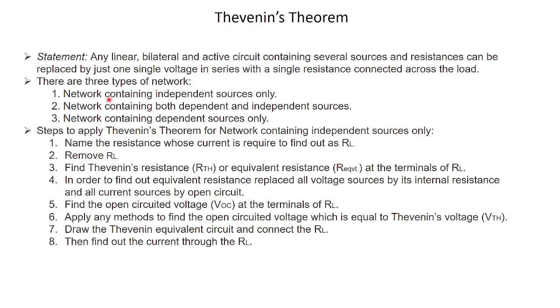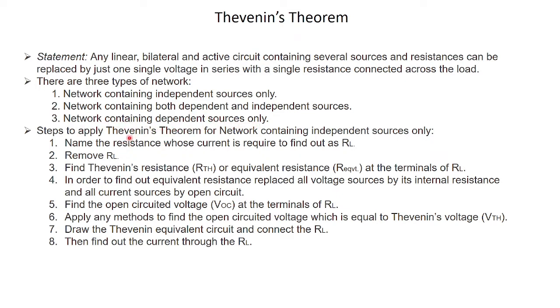When we apply the Thevenin theorem, we will go through three types of networks. The first one is a network containing independent sources only. The second one is a network containing both dependent and independent sources, and the third one is a network containing dependent sources only.